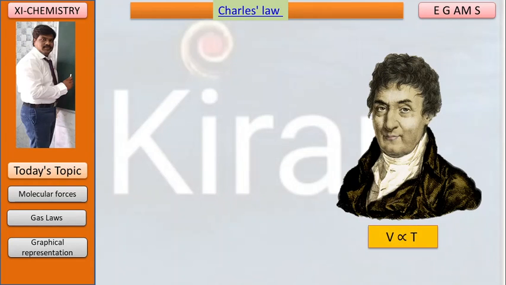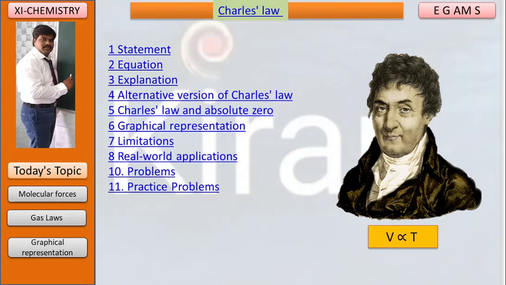This is scientist Charles. He explained the relation between volume and absolute temperature. These are the topics we are going to learn in this Charles law.